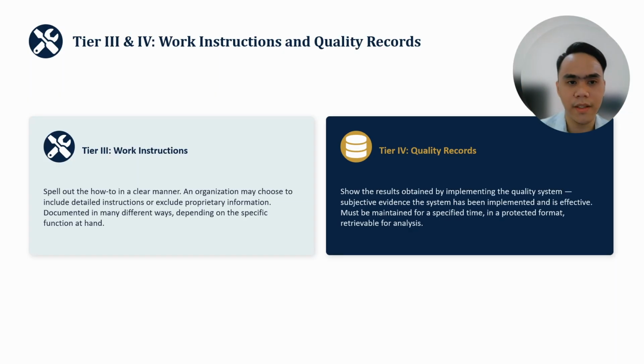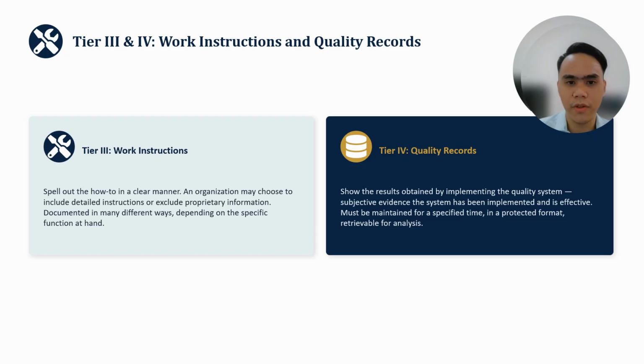The third tier represents the work instructions, which spell out the how-to in a clear manner. This is where the specific step-by-step detail actually lives. In contrast to the overview-level procedure one tier up, an organization may choose to include detailed work instructions, or deliberately exclude proprietary information from them if the information is sensitive. Work instructions are documented in different ways depending on the function at hand. A work instruction for, let's say, a chemical process might look completely different in format from one for a customer service call script.